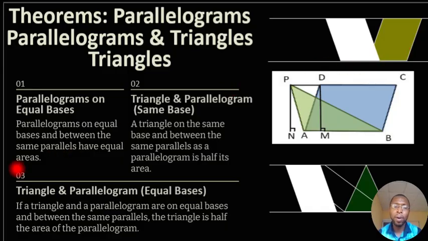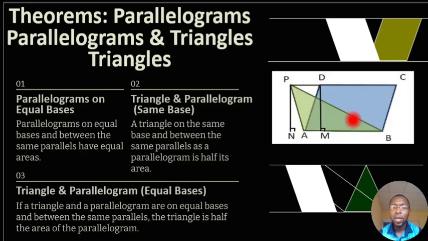Now what does the theorem say about that? It says parallelograms on equal bases and between the same parallels have equal areas. Their areas are still the same, because they have equal base and they are within the same parallel lines. And the next one says a triangle on the same base and between the same parallels as a parallelogram is half its area.